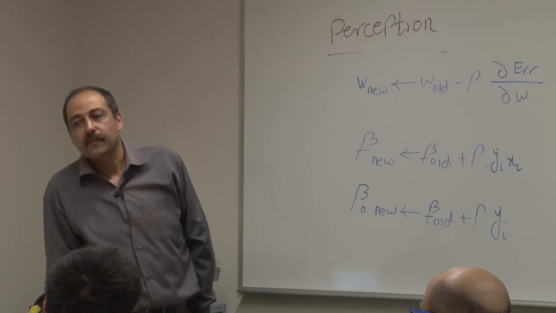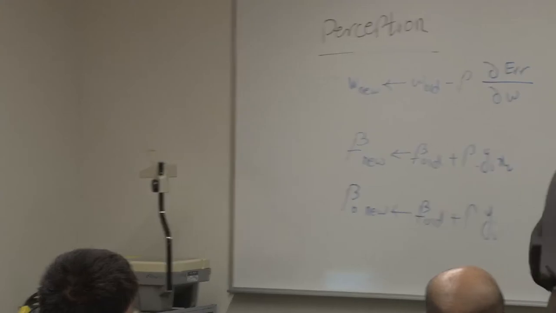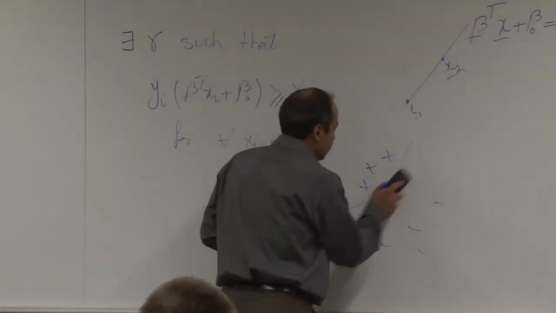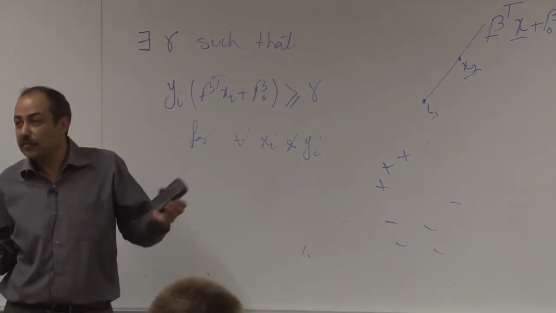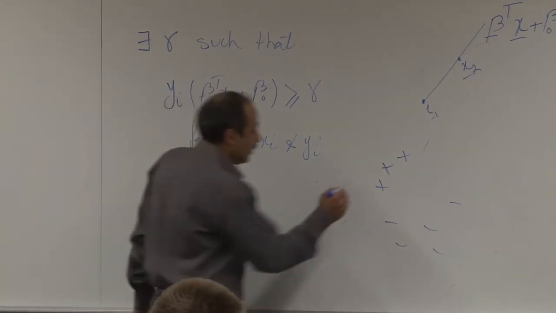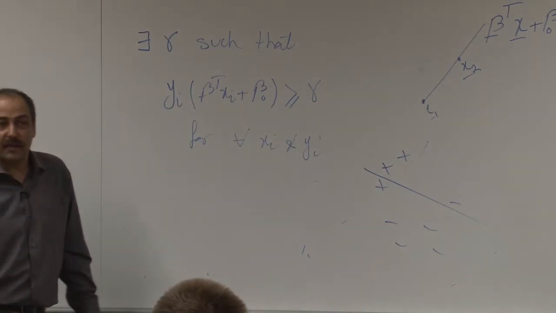Then randomly choose one from that point. Exactly. Yes, I have this set of points, this training set, and I initialize some random value for beta, and it turned out that I get this. Okay, then it's not a good one.